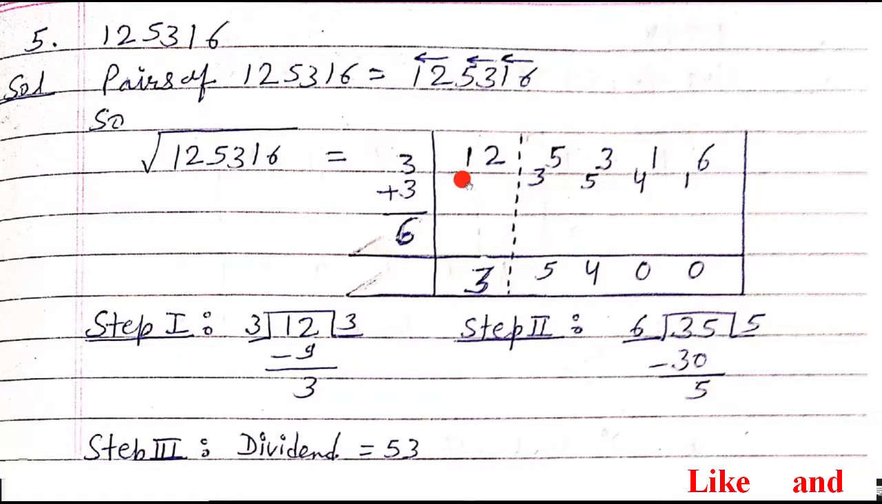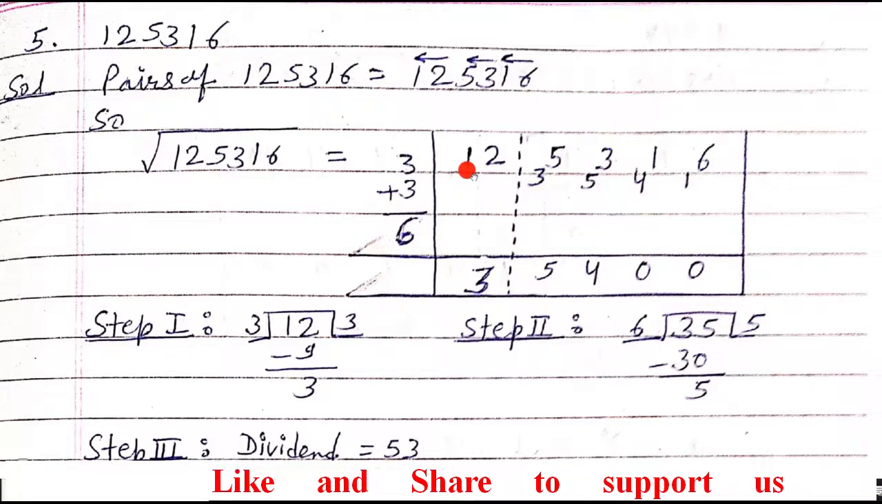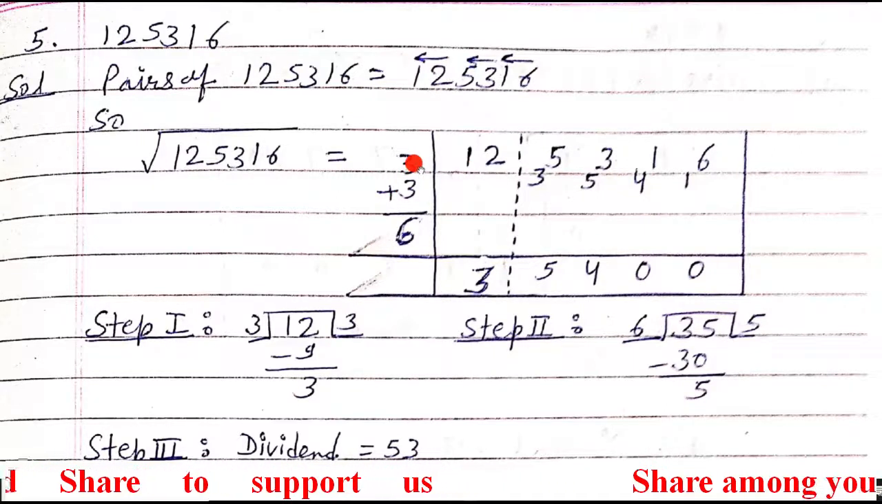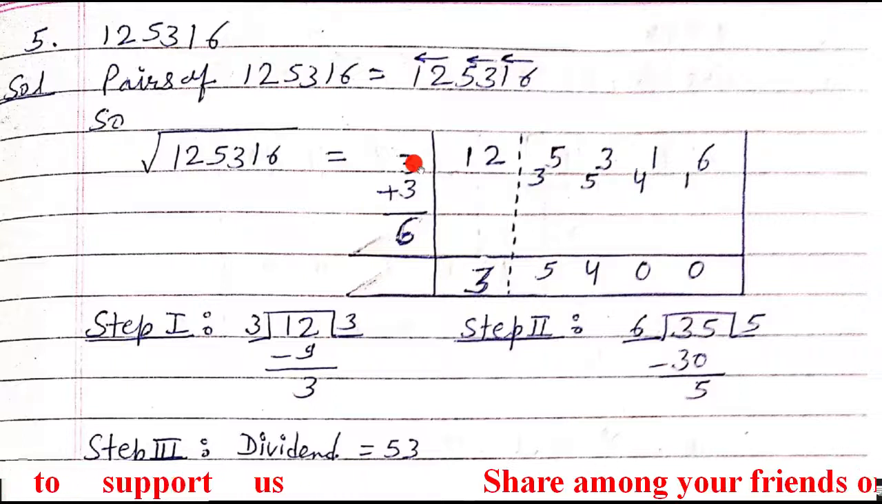Now here the first pair is 12. So we have to think of a number whose square is either 12 or just less than 12. So 3, because 3 square is 9. And you know 4 square is more than 12.